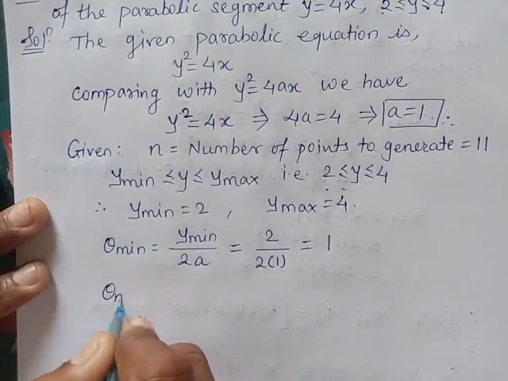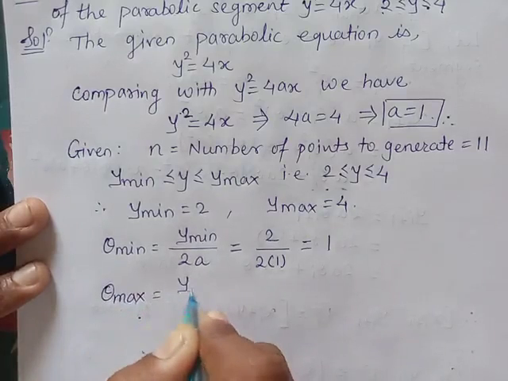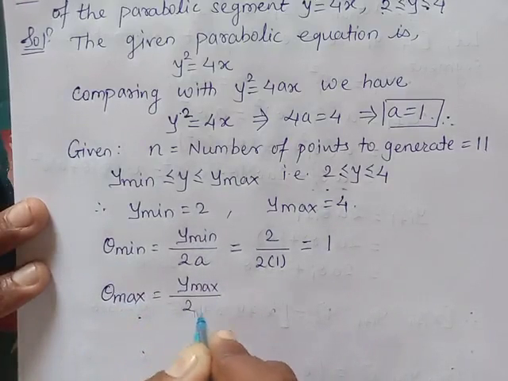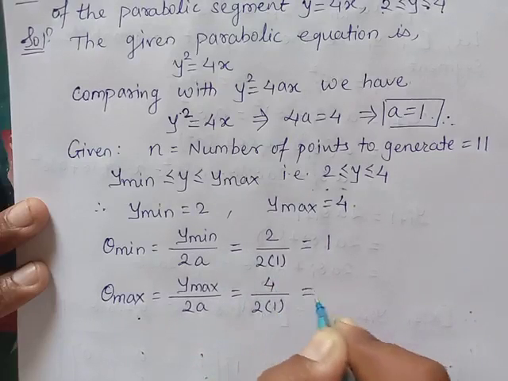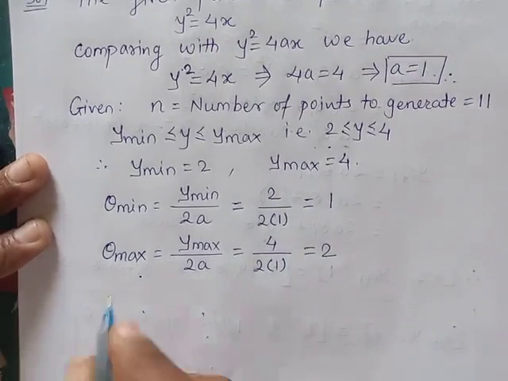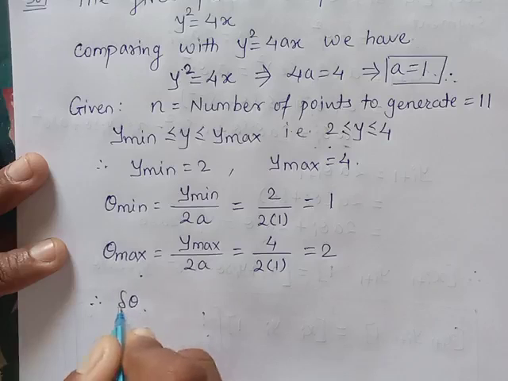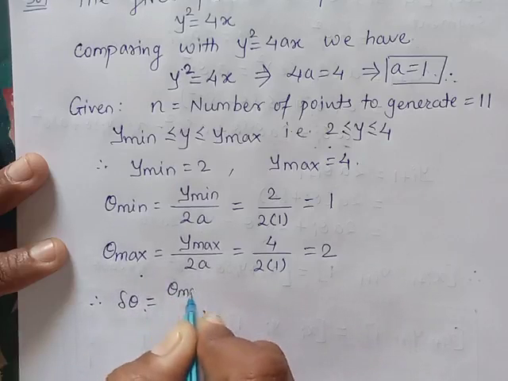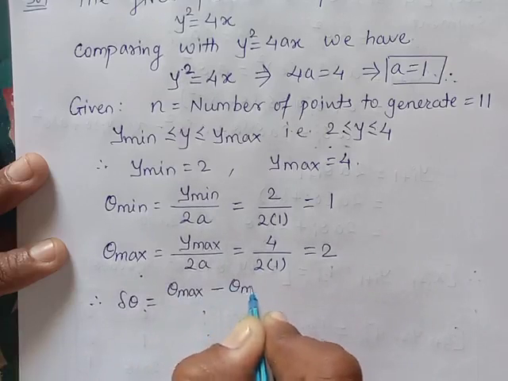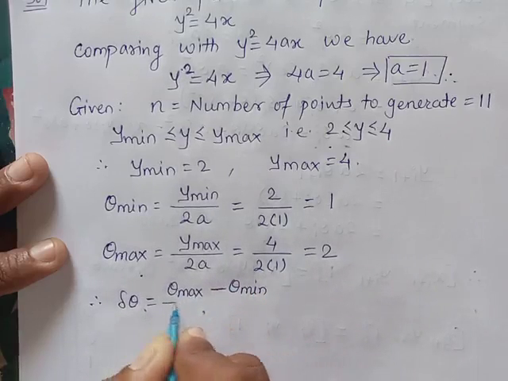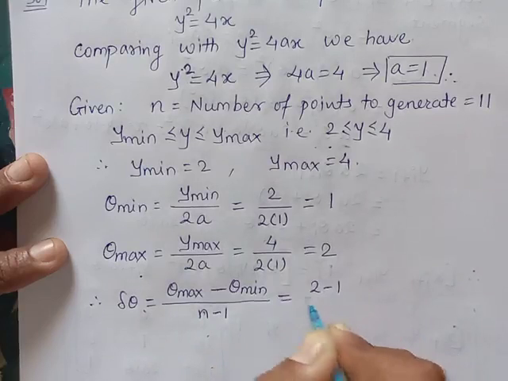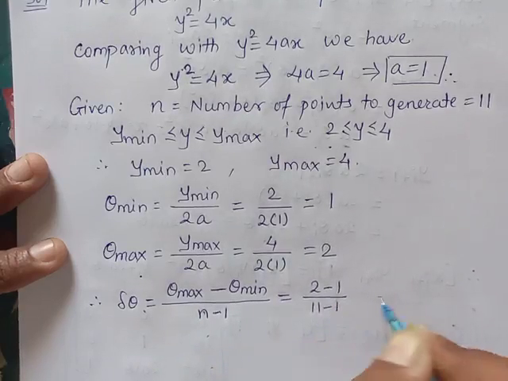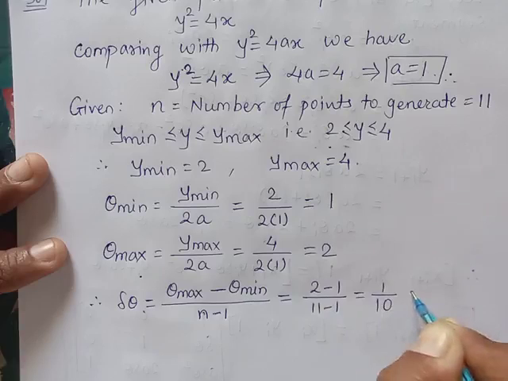What about theta maximum? It is y maximum upon 2a. So here y maximum is 4 upon 2 into 1. So theta maximum is 2. Therefore delta theta is theta maximum minus theta minimum upon n minus 1. So it is 2 minus 1 upon 11 minus 1. So it is 1 upon 10, and that is 0.1. Okay.